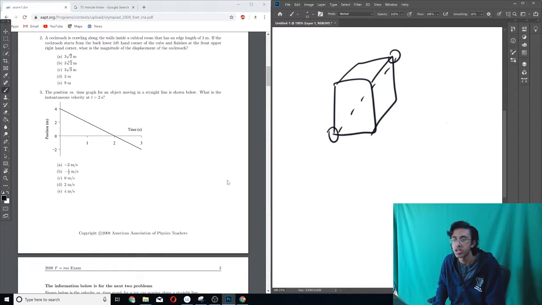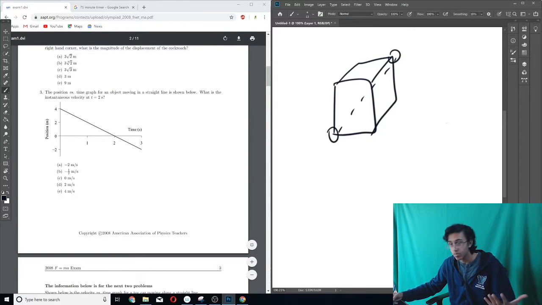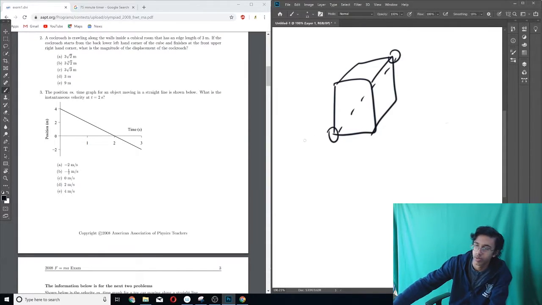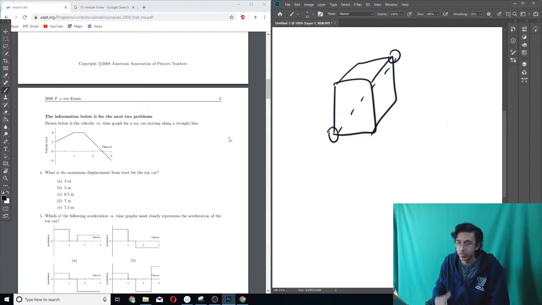Alright, number 3: position versus time for an object moving in a straight line is shown below. What is the instantaneous velocity at t equals 2 seconds? That's just the slope of the position versus time graph, and it's quite clearly the same everywhere. So we can just do delta y over delta x, and we know that's negative 4 over 2, which is just negative 2. And our answer is just A.